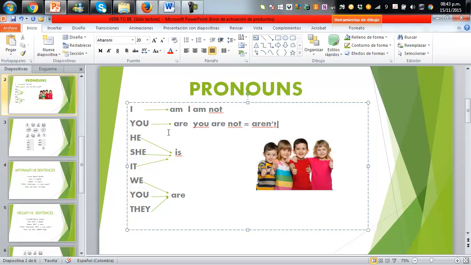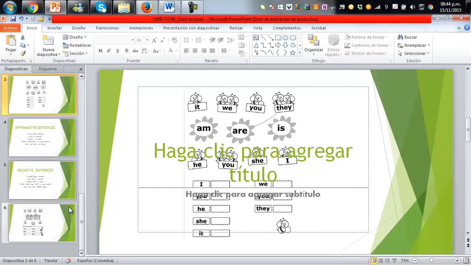Okay? And for he, she, and it will be isn't. So you get it like this, or is not. So you can have here is not, which is equal to isn't. And are the same, will be are not, and in the contraction form we'll have aren't. Okay? With this information clear, you can go to the last activity guide.